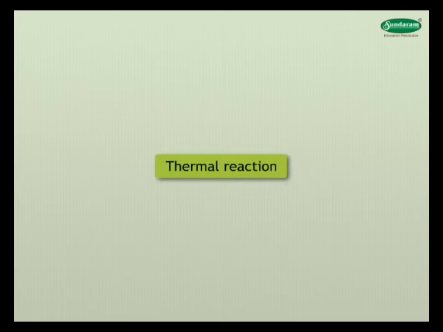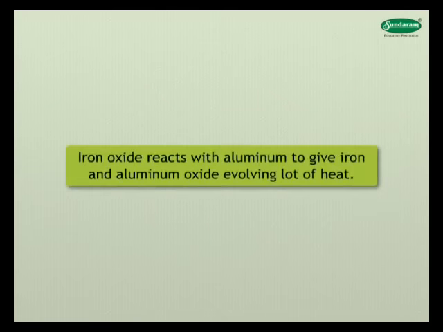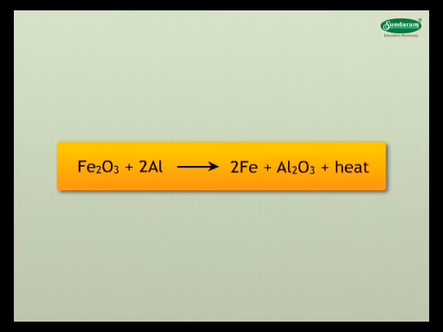Another example of this type of reaction is the thermal reaction in which iron oxide reacts with aluminium to give iron and aluminium oxide, evolving a lot of heat. Fe2O3 plus 2Al gives 2Fe plus Al2O3 plus heat.